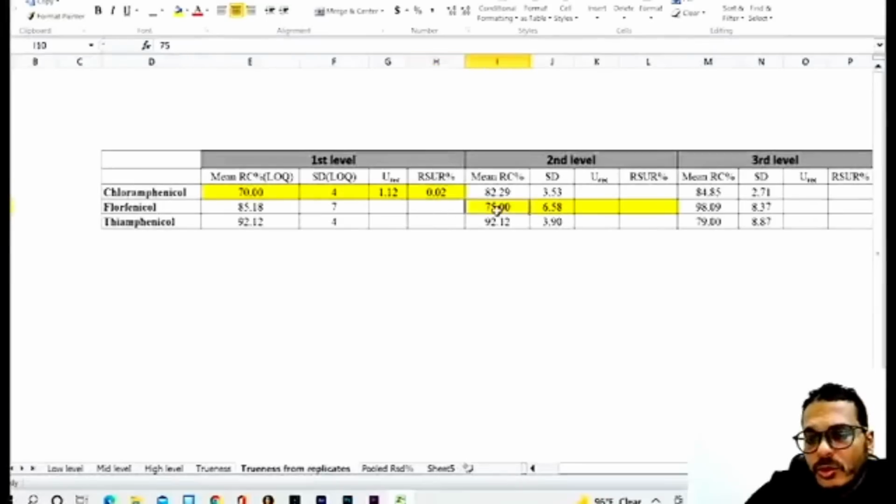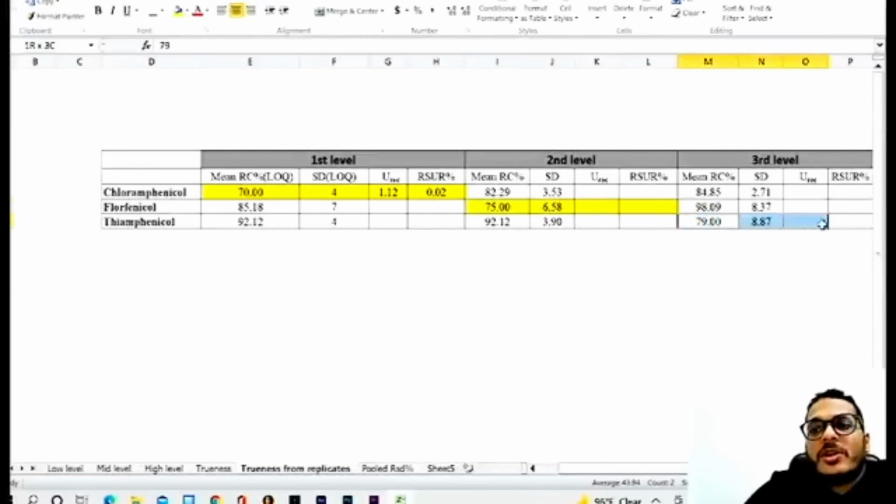Then for this compound, fluorophenols, that was the average recovery for the mid level; the low level was here, but here was 85%, here was 98%. So I selected the worst recovery. For thiamethnicol, the low level was 92%, the mid level, and 79% for the third level. So I will select this one.